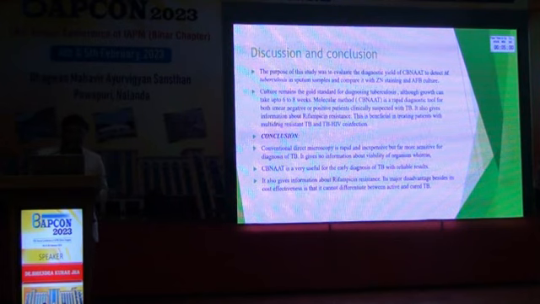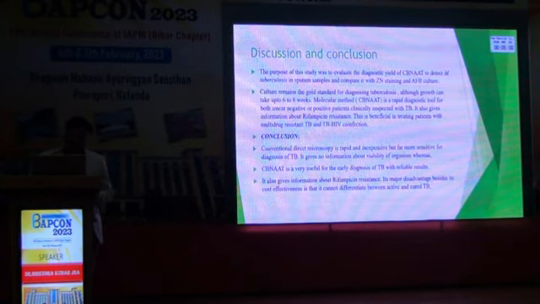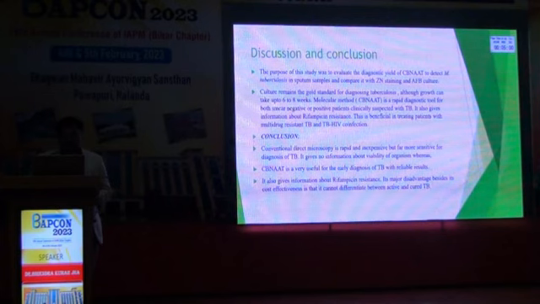Conclusion: on the basis of this study, conventional direct microscopy is rapid and inexpensive but far less sensitive for diagnosis of TB. It gives no information about viability of the organism. Whereas CBNAAT is very useful for the early diagnosis of TB with reliable results. It also gives information about rifampicin resistance. Its major disadvantage, besides cost, is that it cannot differentiate between active and cured TB.